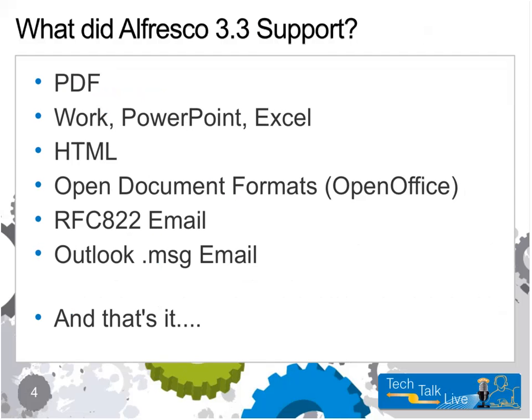So, Alfresco 3.3, these are the file formats that were supported for metadata extraction and text extraction for indexing. So all the common file formats that you might want. We've got PDF, we've got some of the Microsoft file formats, Word, PowerPoint, Excel, the open document formats, a little bit of email, and that's it. So they were the core ones that have been present in the repository in the system for quite a long time. But you'll notice it fits onto a slide with a bit of space around it. So it wasn't a very large number.